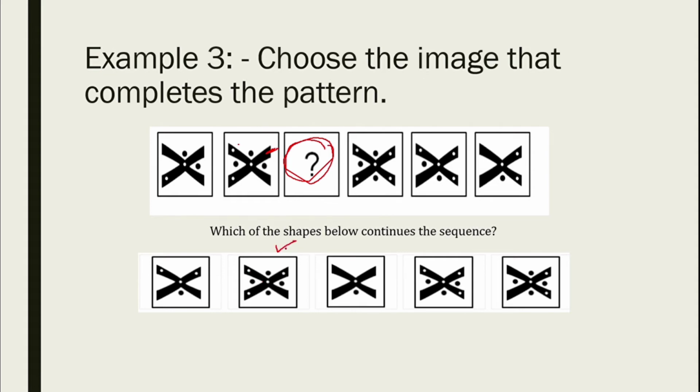Okay, this is correct. This is not correct. And this is not correct also because it should have 4. And this is not correct. And this is not correct. How about the black dots? In the black dots, we have 1, 1, 2, 3, 1, 2, 3. So the black dot should be placed here. Check. So this shape would complete the pattern.